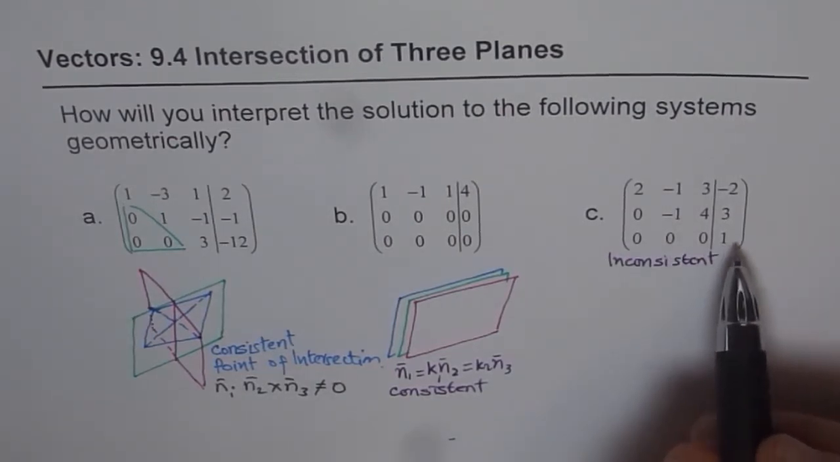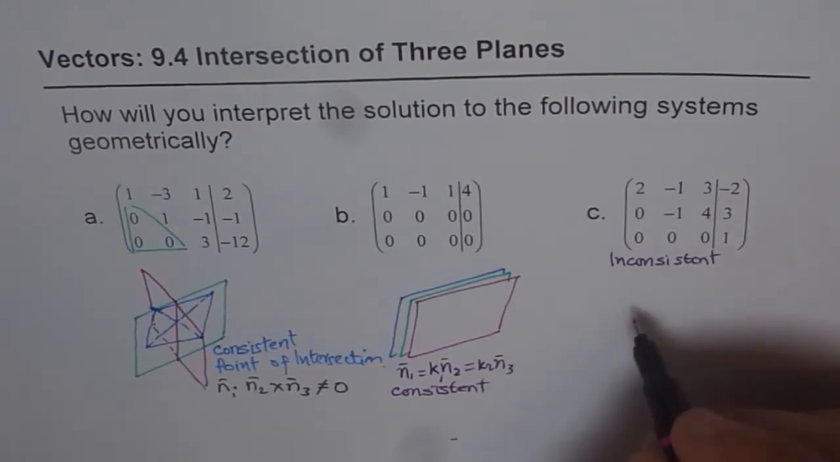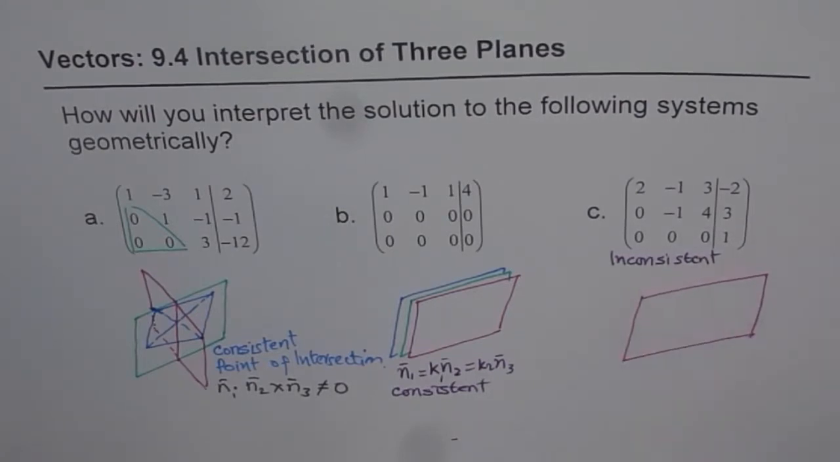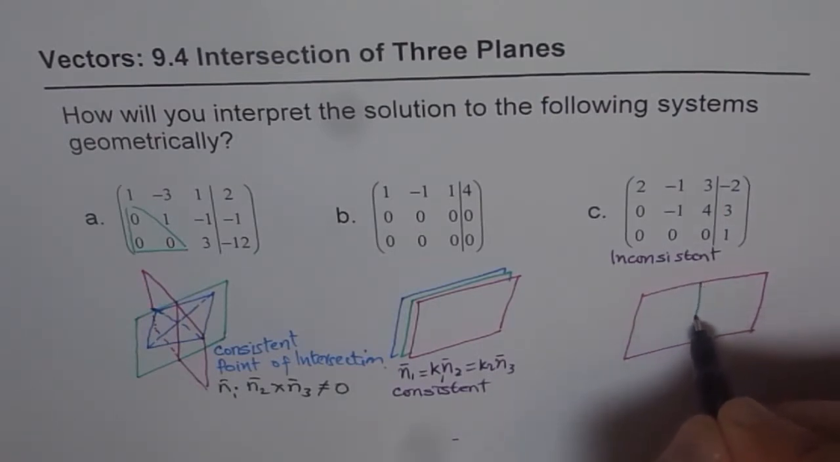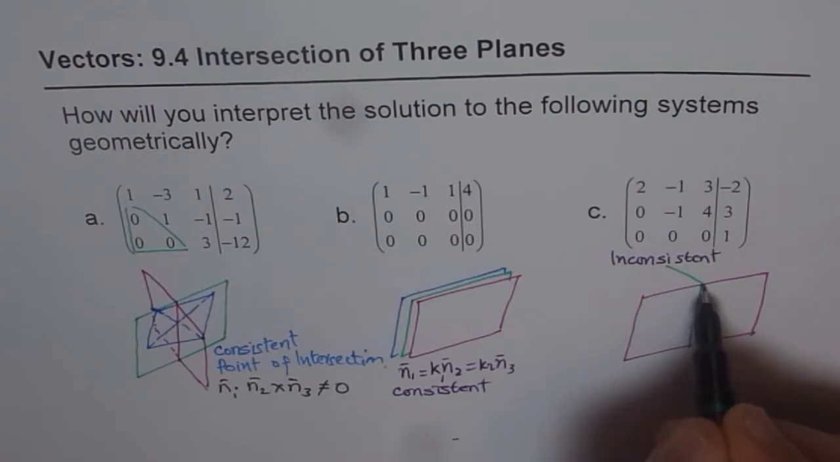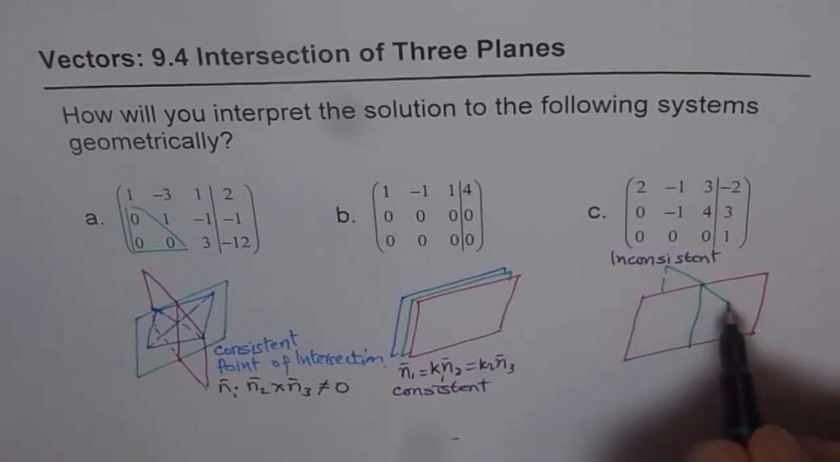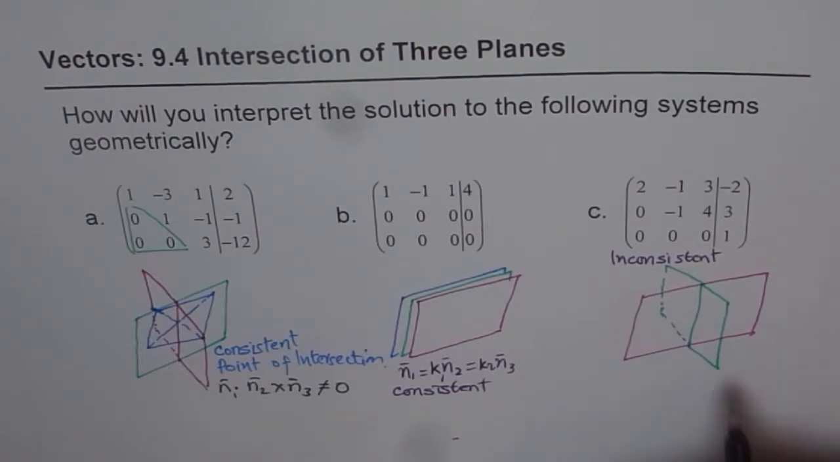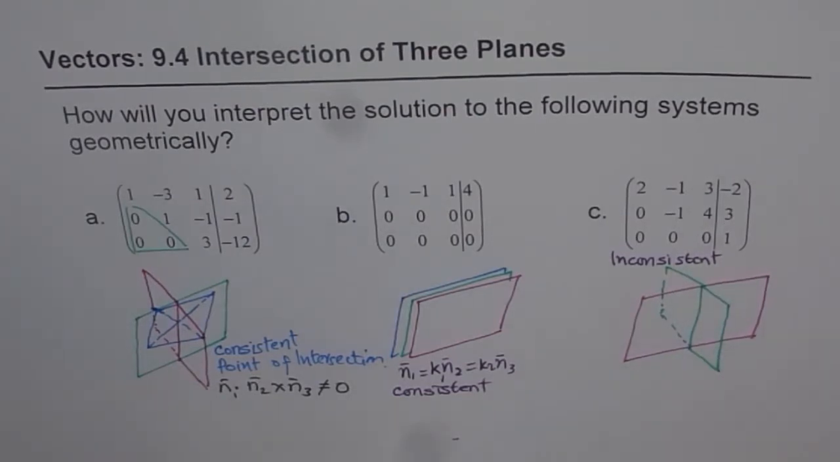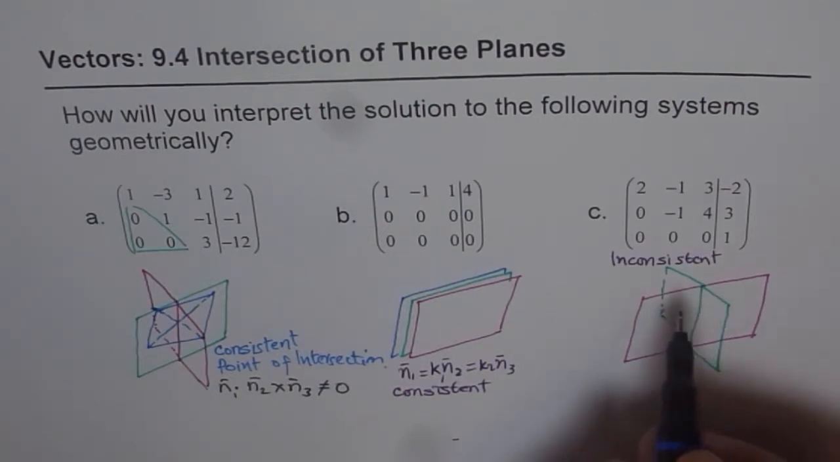Now here, what we observe is that if we have two planes, then two planes will intersect in a line, right? So let's say we have these two planes, and they intersect in this line, and then we have a plane here. They are intersecting in a line, and the third plane actually intersects the two planes separately, right?